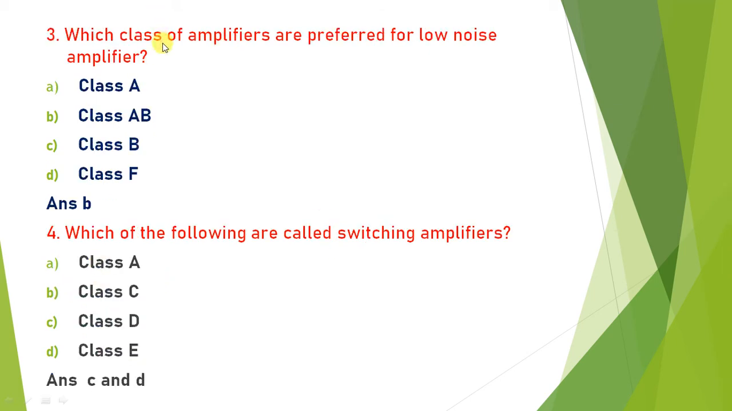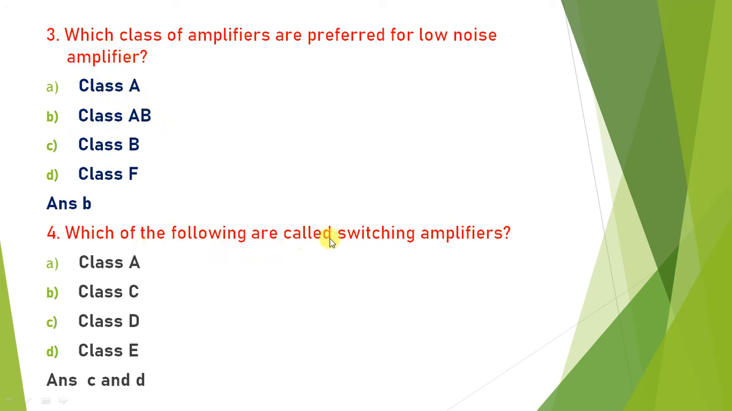Which of the amplifiers is preferred for a low noise amplifier? Generally class AB amplifiers are preferred for low noise amplifiers because they have the capability of attenuating high frequency, and they have the capability of processing low noise, and it provides sufficient amplification at the low noise level. So the answer is B.